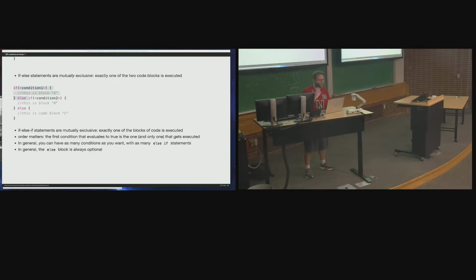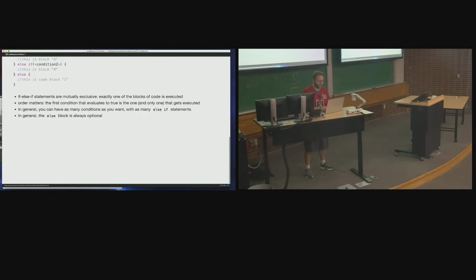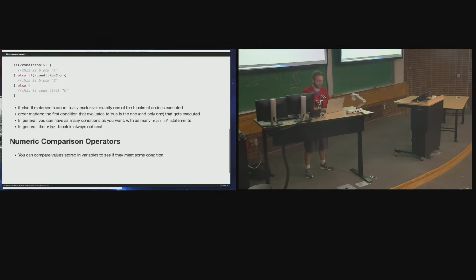But before we do that, we need to fill in that blank. Remember we had a couple blanks here, condition 1, condition 2. What can we put in there? To do that, we're going to have to introduce some logical operators, some numerical comparison operators is what we'll start with, though. Numeric comparison operators. So you can compare values stored in variables to see if they meet some criteria or condition. For example, you can have, what do we call that thing?